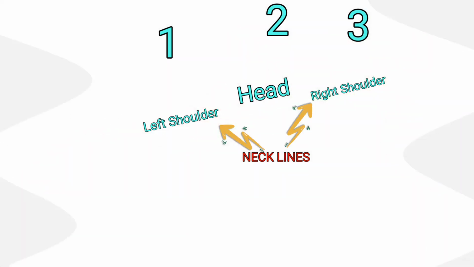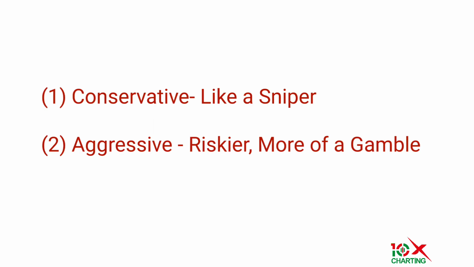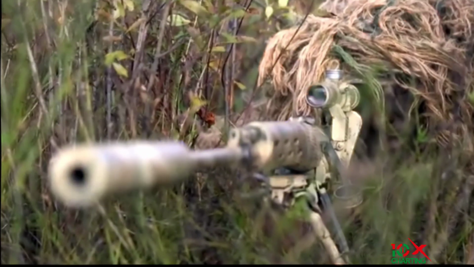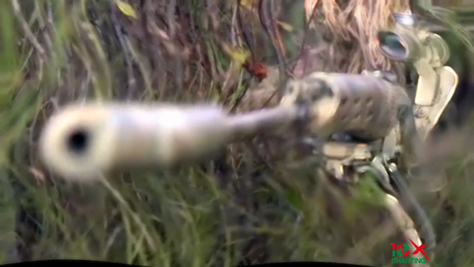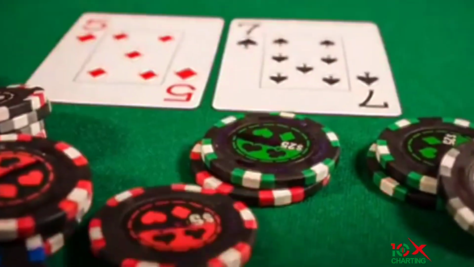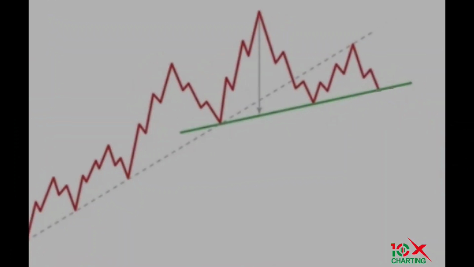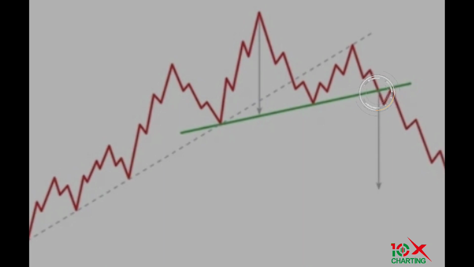Now, let's move on to how to trade this pattern. There are two ways to trade a head and shoulders pattern: the conservative approach and the aggressive approach. The conservative approach involves waiting for the neckline to be broken before entering a trade. The neckline is a significant level of support, so when it is broken, it signals a change in trend.